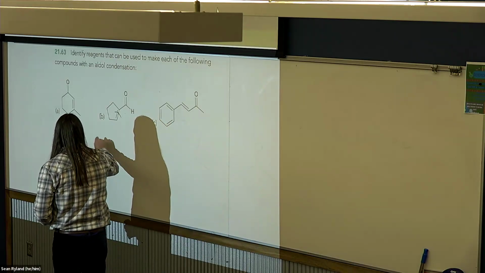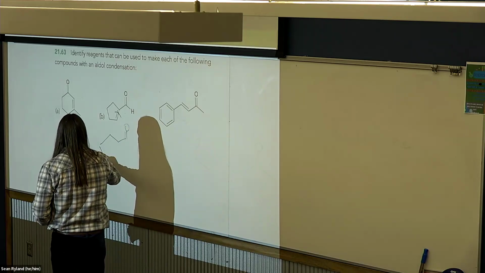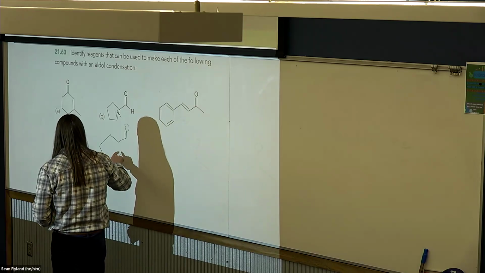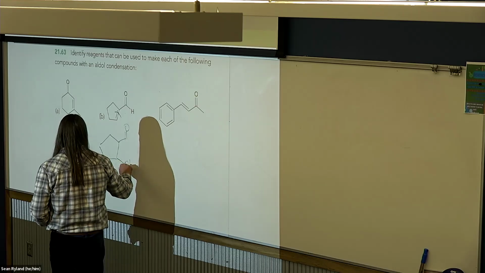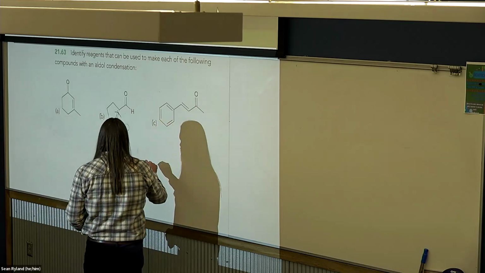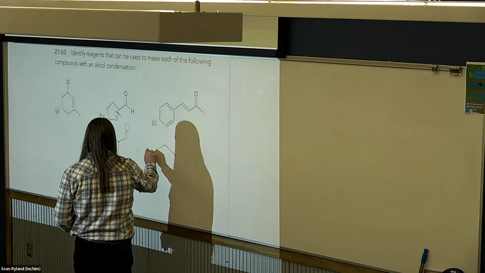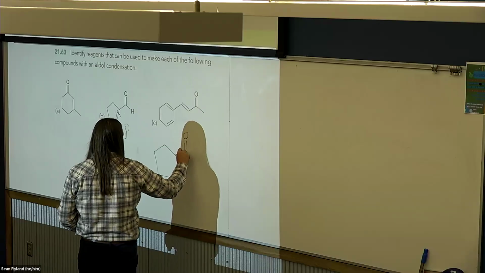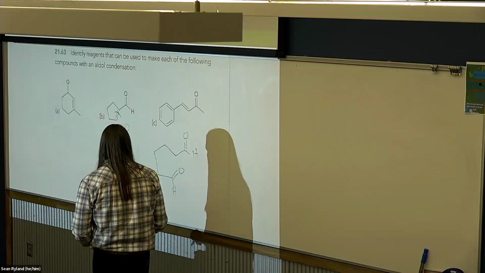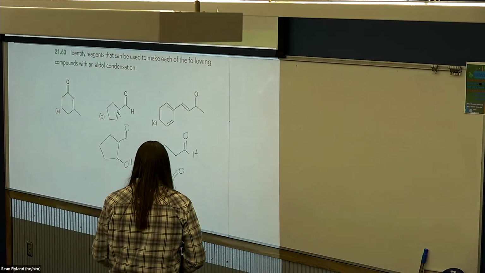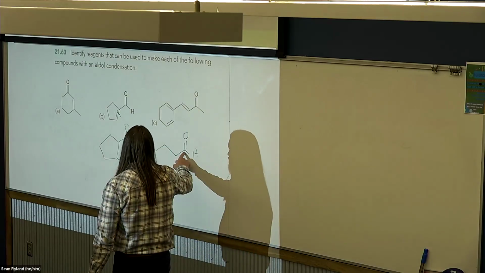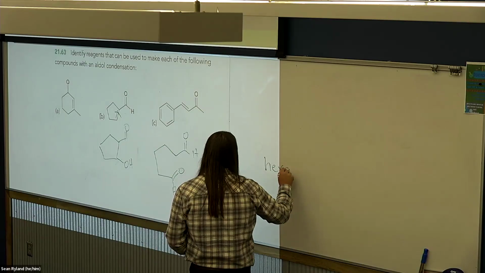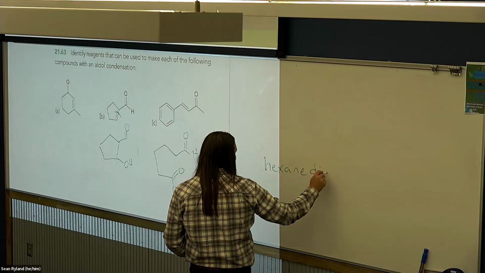So we wind up with our aldol looking like this. And the molecule that started it all would be hexane diol.